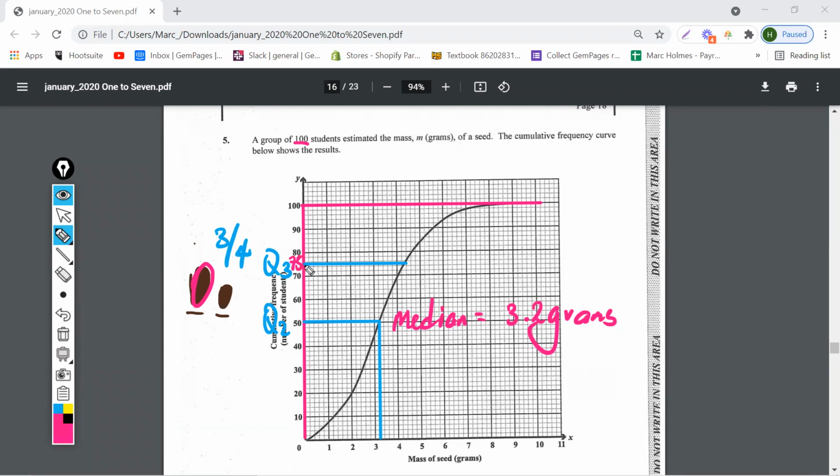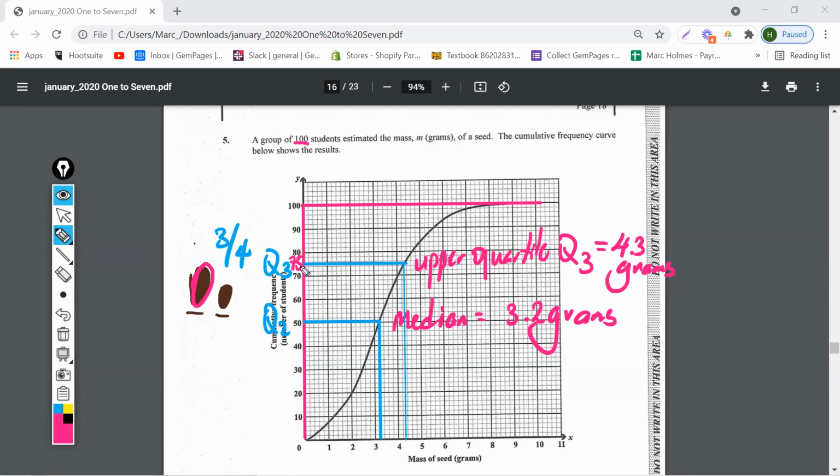So we'll look for the 75 point and match it to the graph, and we end up right in the middle there, at 4.3. So the upper quartile, guys, called Q3, is equal to 4.3 grams. Cool.